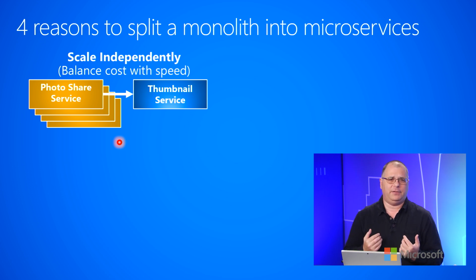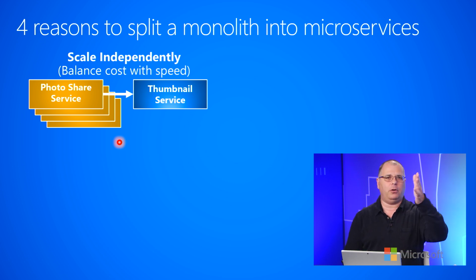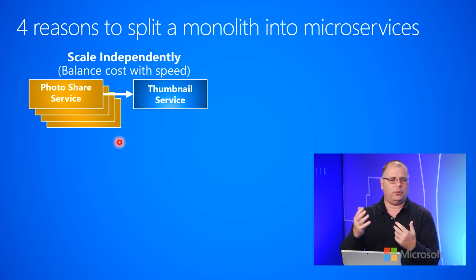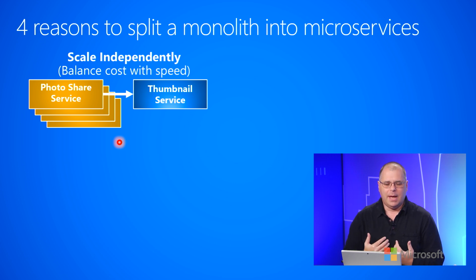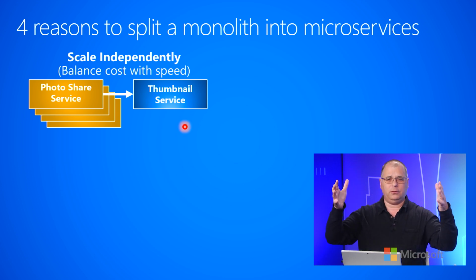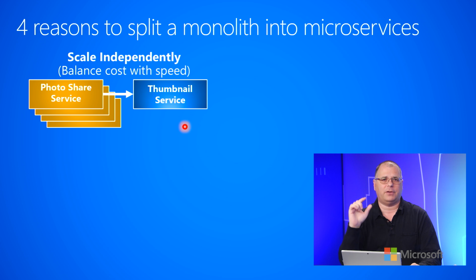So let's take, for an example, a photo share service. This is the service where your customers upload photos, and then they can share those photos with their friends and family, so they can look at those photos later. Now, when you're uploading these photos into the service, there's also a thumbnailing service that has to take those uploaded photos with their full resolution and produce smaller size thumbnail images of them.